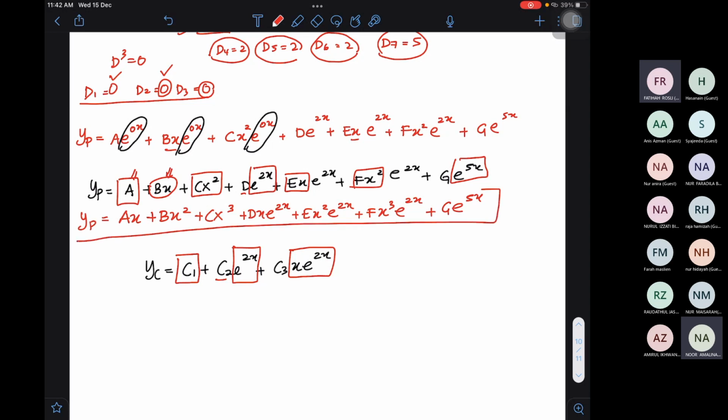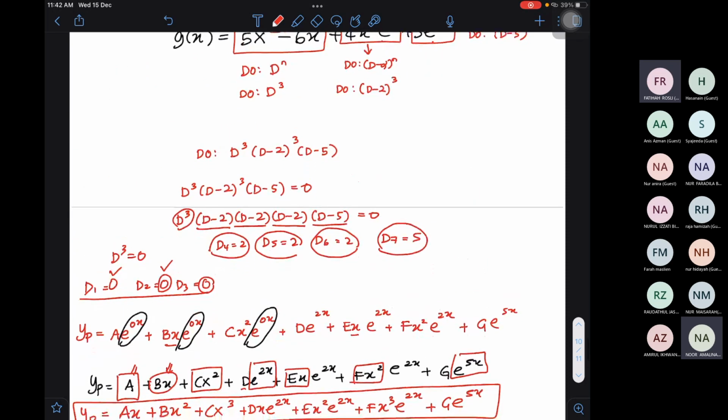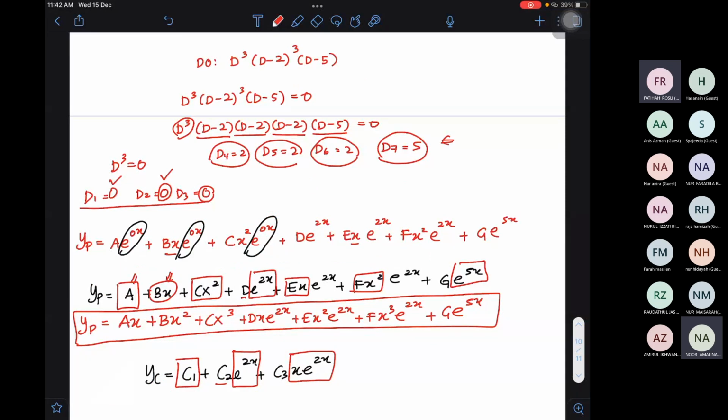Inilah dia you punya YP, form of YP yang dia nak. Inilah jawapan akhir dia. Ni soalan final ni. Panjang gila. Tak perlu selesaikan, dia nak form of YP, tapi inilah cara dia, di mana kita menggunakan annihilator approach untuk kita dapat dia punya root, and then kita guna konsep yang sama macam YC, but then jangan lupa kita kena check.